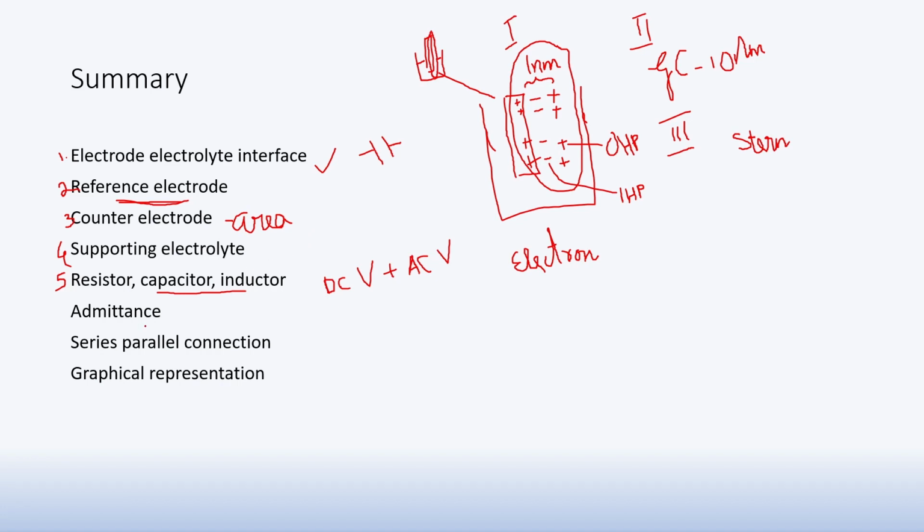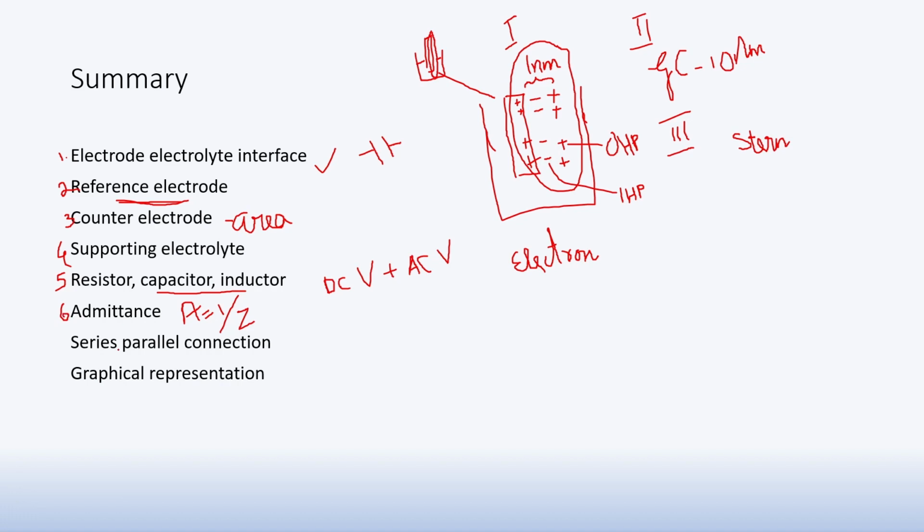Then after that we learned admittance. Admittance is another form of impedance. Impedance is represented by Z and admittance is represented by A, and admittance is nothing but the inverse of impedance. So when you are solving problems, you can either use the admittance form or the impedance form to solve the problem. So that was the next thing.